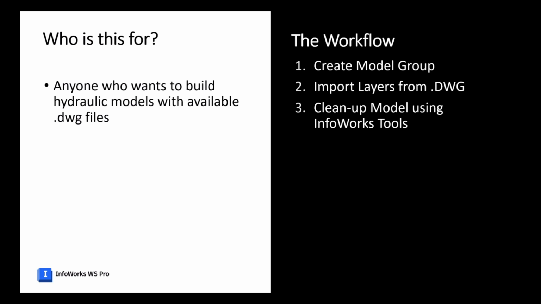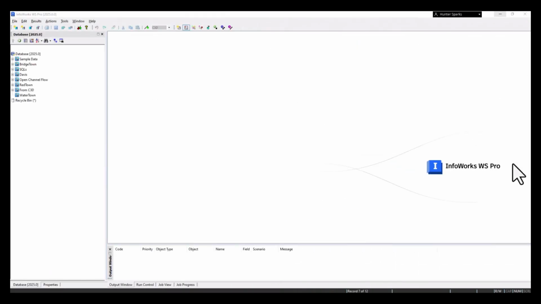So whether you have an AutoCAD drawing or a Civil 3D drawing, all of these can assist you in building a model. The workflow we're going to look at is creating a model group, importing the layers from DWGs, and then cleaning up the model using the available InfoWorks tools. Now that we've discussed the workflow, we're going to hop into the software and walk through it.